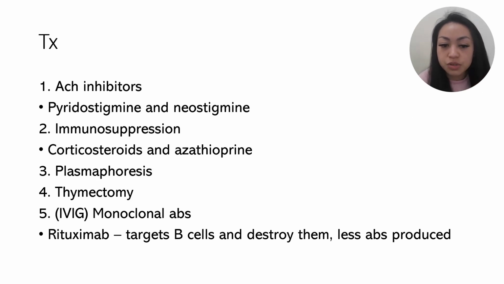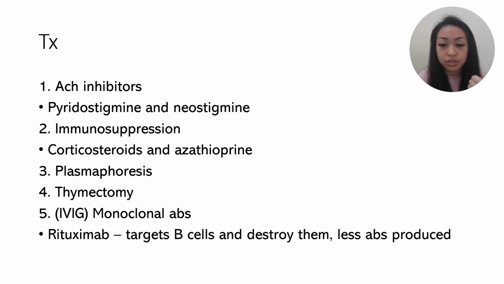Okay, so let's talk about treatments. First one is acetylcholinesterase inhibitors. So we have pyridostigmine and neostigmine. What they do is they inhibit the acetylcholinesterase, which is the enzyme that breaks down acetylcholine in the synapse. So more acetylcholine present means we can stimulate the postsynaptic membrane a bit more, leading to more muscular contraction, which will improve the weakness. The second option is using immunosuppression.